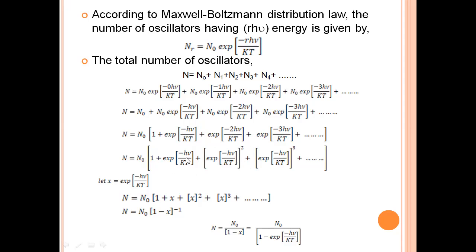Now in this expression, consider the exponential function as x. Then the expression can be rewritten as N0 into 1 plus x plus x square plus x cube and so on, which is a series expansion for (1 minus x) power minus 1. Since the power is negative, if we move it into the denominator, it becomes a positive power: N0 by 1 minus x, where x is nothing but the exponential of minus h nu by kT. Replacing x with the exponential function, the total number of oscillators N is equal to N0 by 1 minus exponential of minus h nu by kT.